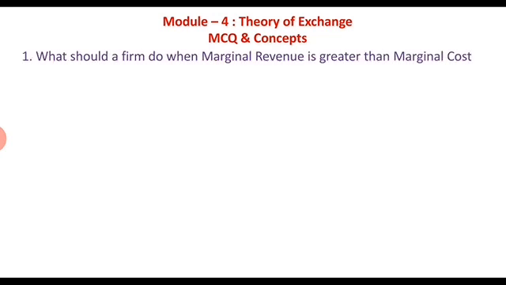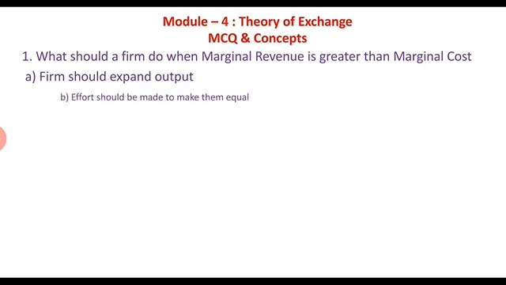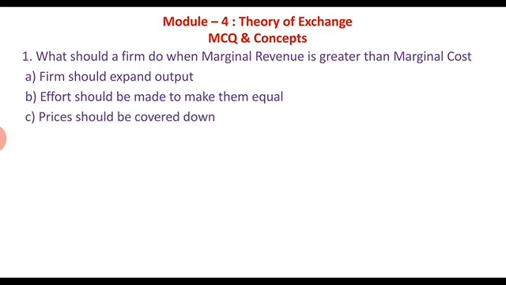First question: what should a firm do when marginal revenue is greater than marginal cost? A. Firm should expand output. B. Effort should be made to make them equal. C. Prices should be covered down. D. All of these. Answer is firm should expand output.